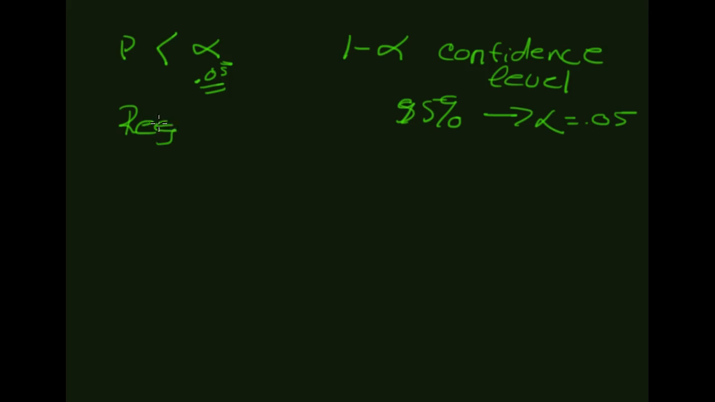then we're going to reject the null, because this says that there's a small probability that the null hypothesis is true. So we're going to reject it. If the probability is equal to or above alpha, then we fail to reject. So if the p is small, we reject the null. Otherwise, we fail to reject it.